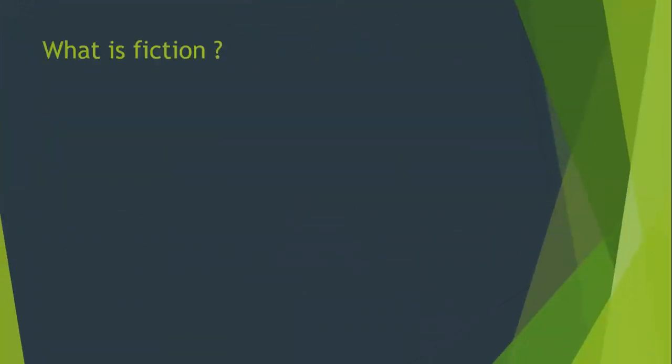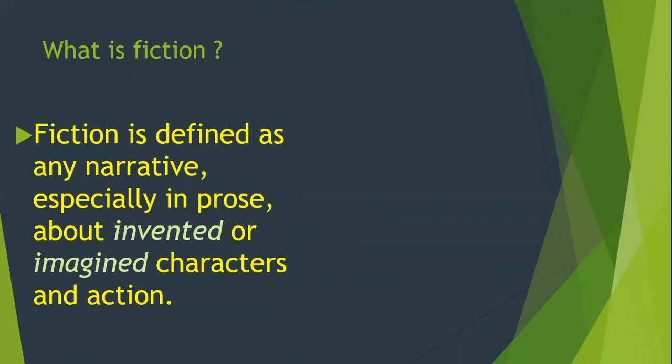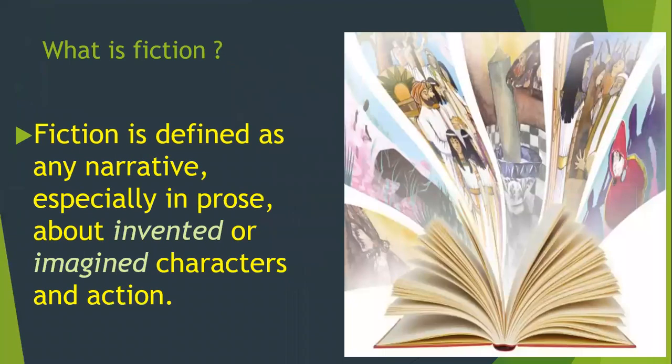So first, we need to know what fiction is. What's the definition of fiction? Fiction is defined as any narrative, especially in prose, about invented or imagined characters and actions. So it is any narrative, any story, written in prose, just talking about invented or imagined characters and actions. This is the definition of fiction.